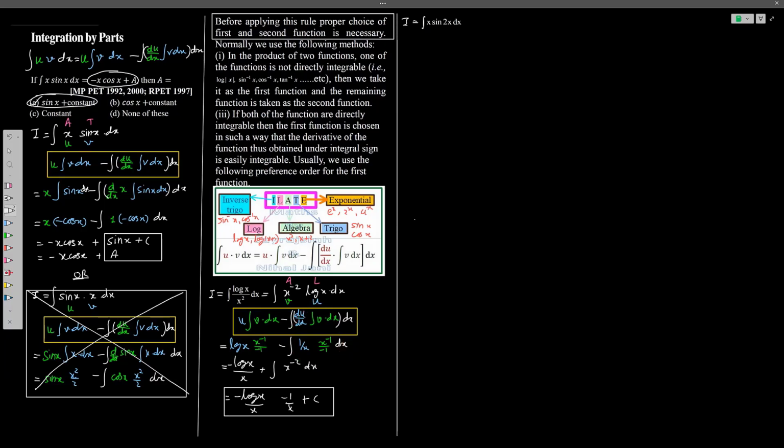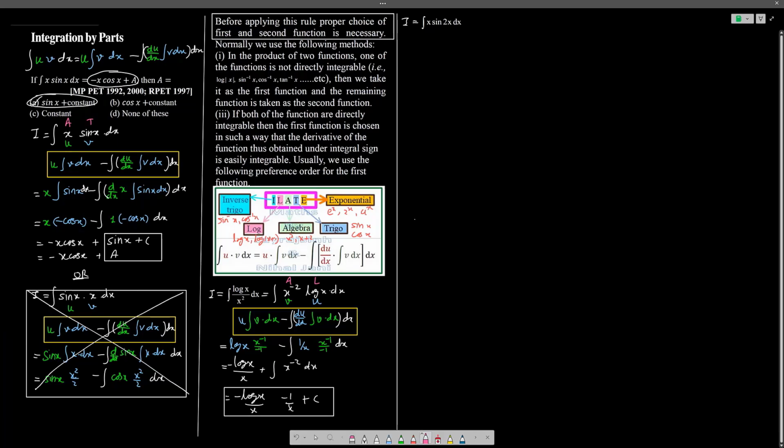Our next question is integration of x sin 2x. Here, first step, identify the function. x is an algebraic term and sin 2x is a trigonometric term. So which term first? Algebra comes first. So that will be selected as u, and sin 2x will be selected as v.